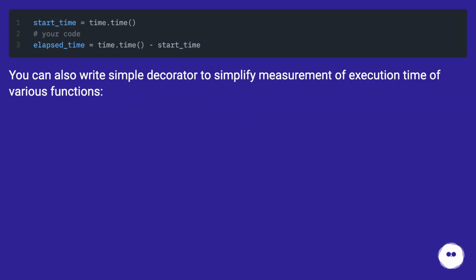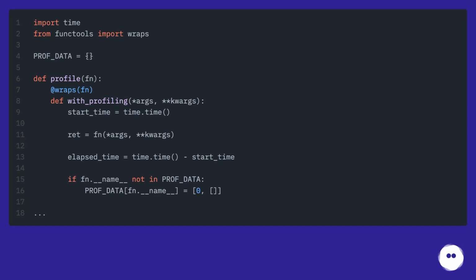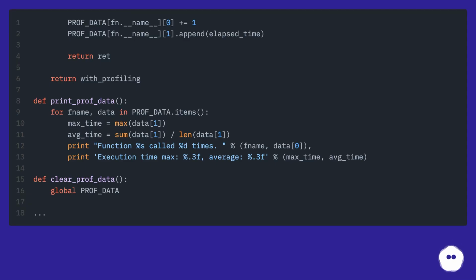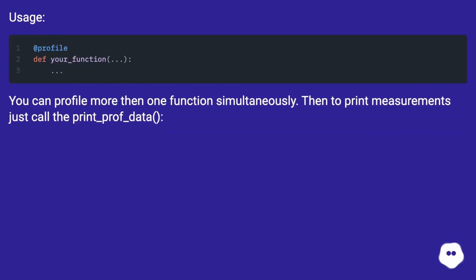You can also write a simple decorator to simplify measurement of execution time of various functions. Usage. You can profile more than one function simultaneously. Then to print measurements, just call the print_prof_data.